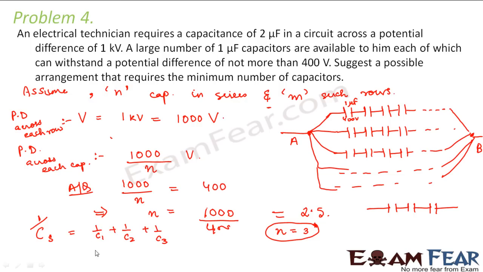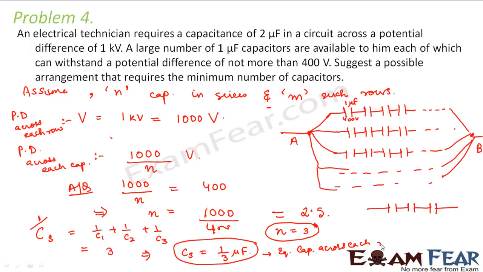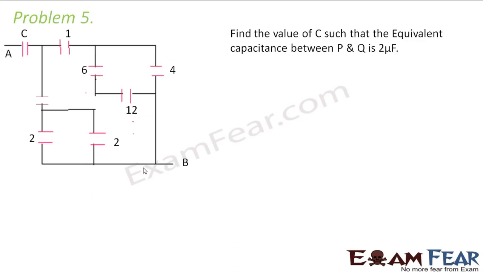We know that C1, C2, C3 are all 1 microfarad. So this will be equal to 3. That means Cs is equal to 1 by 3 microfarads. What is this? This is the equivalent capacitance across each row, right? So for this row, the equivalent capacitance is 1 by 3 microfarads. So we have to calculate how many such rows there are.